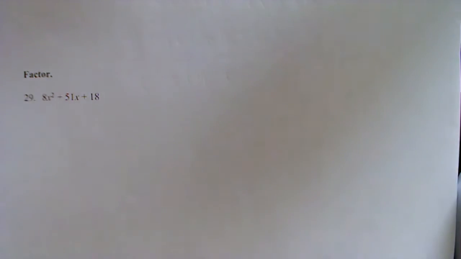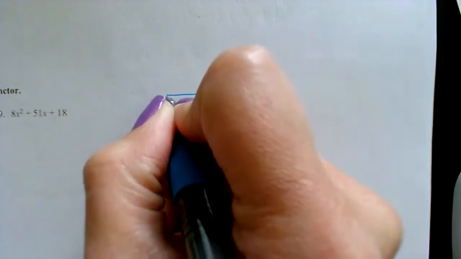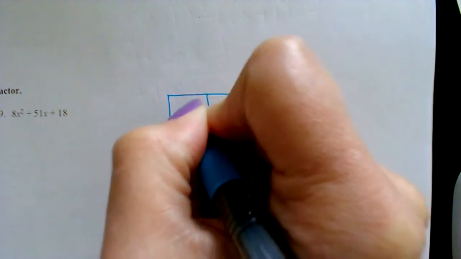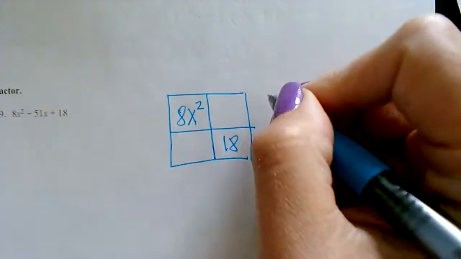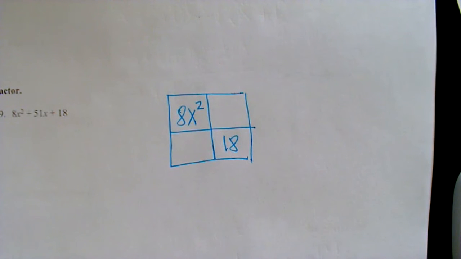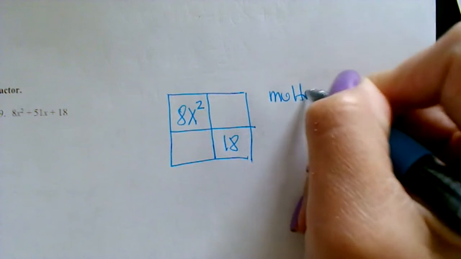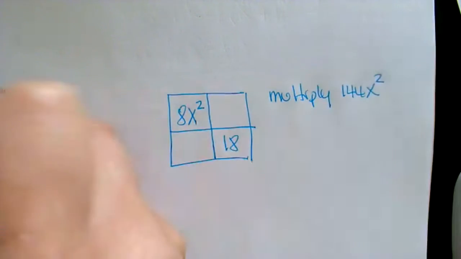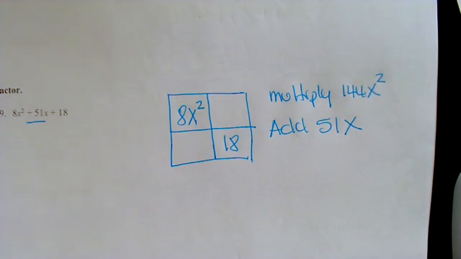No, we're gonna have to do the backs. Let's do it. There we go. So the first term is gonna go here, 8x squared, and the last one is gonna go here. So we need a number that when we multiply 8 times 18, give me a 144x squared. When I add it, it's going to give me a 51x.